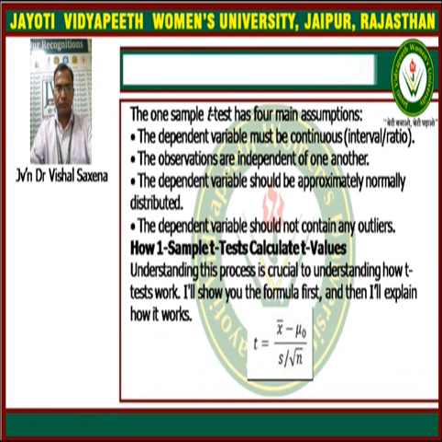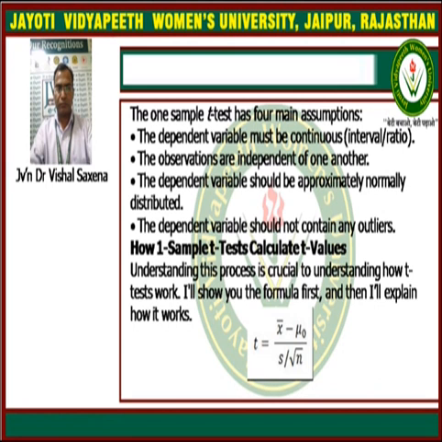The one sample t-test has four main assumptions. First, the dependent variable must be continuous. Second, the observations are independent of one another. Third, the dependent variable should be approximately normally distributed, and fourth, the dependent variable should not contain any outliers.